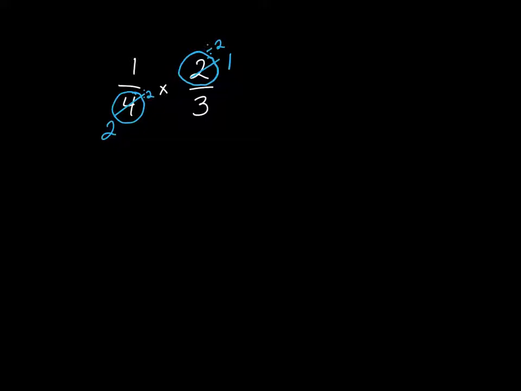And then now that we've canceled everything that we can, we'll multiply our numerators. 1 times 1 is 1. The denominators, 2 times 3 is 6. If you do all of the canceling you can ahead of time, your final answer will already be in simplest form and you won't need to reduce anymore. It is still a good idea to check it and make sure just in case you did miss something.